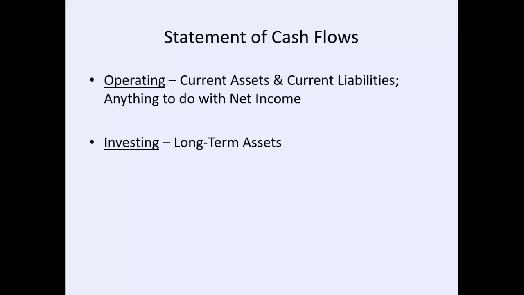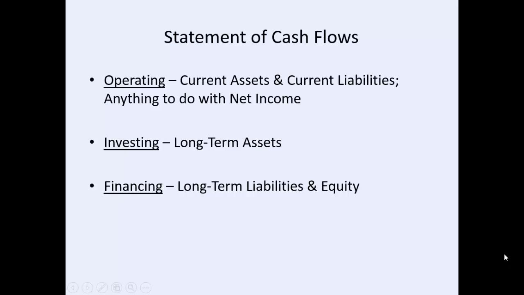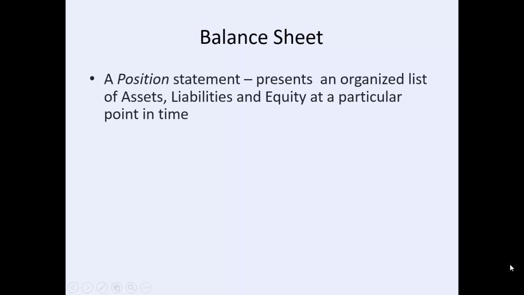Investing, that is the cash flows for buying and selling long-term assets. However, if you have a gain or a loss, that component would have been in operating. And then financing, long-term liabilities and equity. How do I finance my operations? Through equity or debt. And the fourth one we'll look at is the balance sheet.